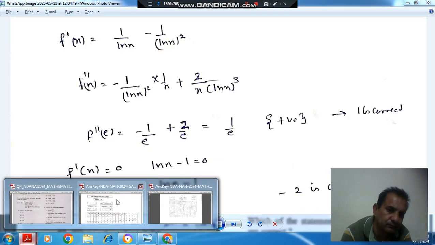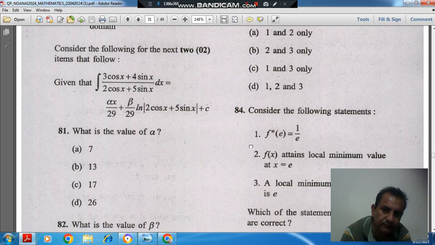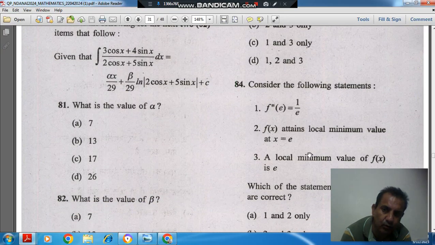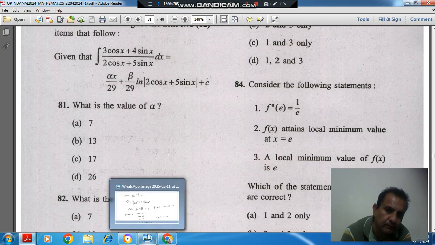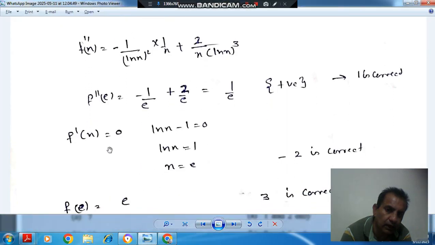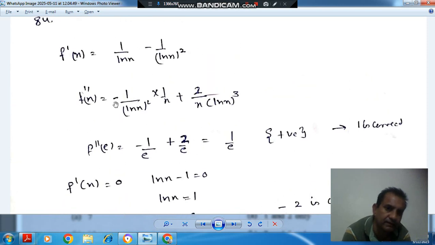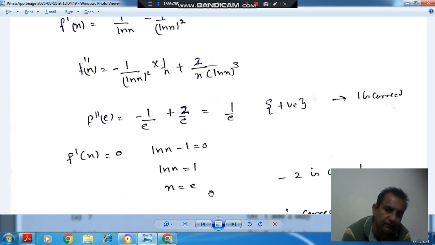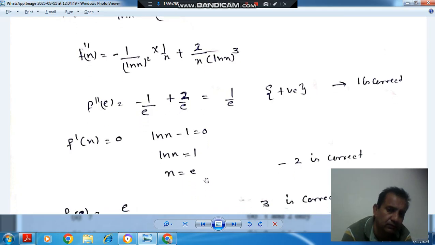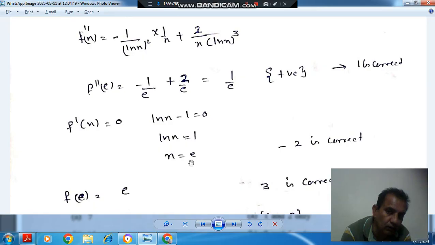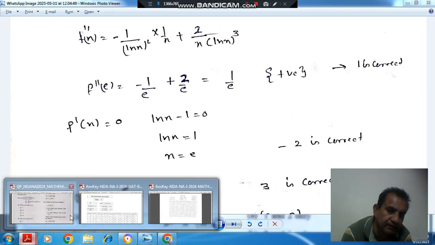And the second statement is f(x) attains local minimum value at x equal to e. If we put f dash x as 0, then we get x equal to e, as we have got in the previous question. So it is either a local minima or maxima, and if f double dash e is positive, this will give a minimum. So the second statement is correct.